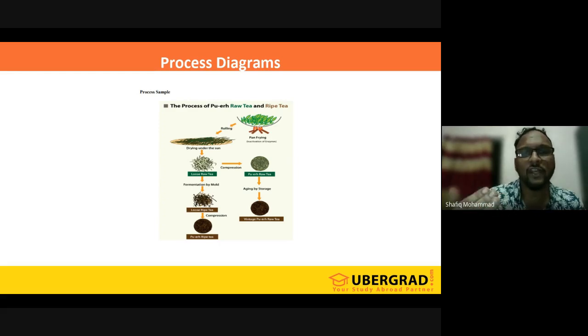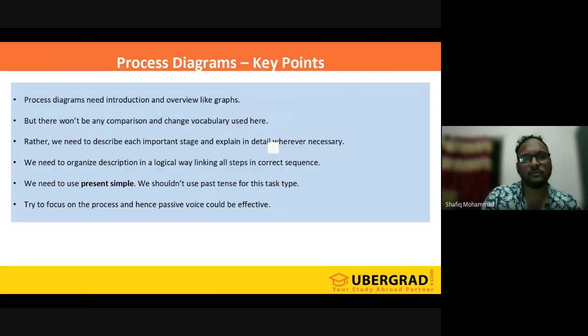Okay, you will carefully see where the arrow mark is, how the arrow mark is going, what is being done in the image. Carefully read that, take 2 to 3 or 4 minutes, understand it, and then start writing about the process. So here it is talking about raw tea and the process of making raw tea and dry tea. Okay, so let's see what it's all about. So a process diagram needs an introduction and overview like graphs, but there won't be any comparison and change vocabulary used here.